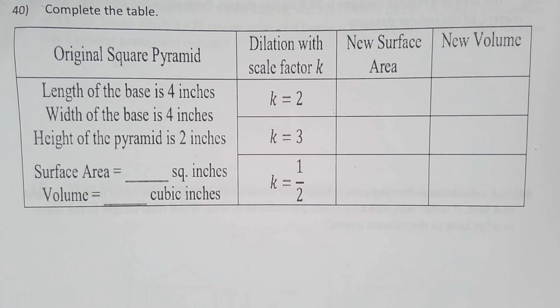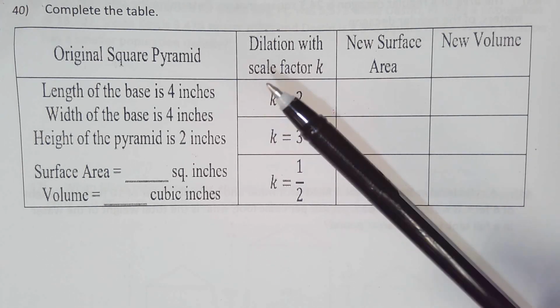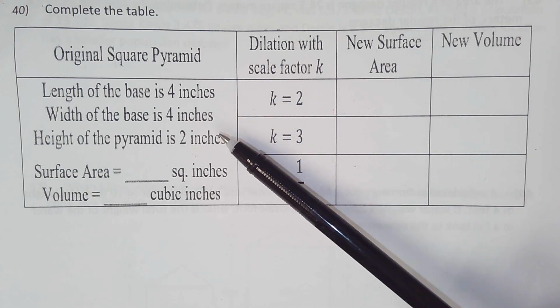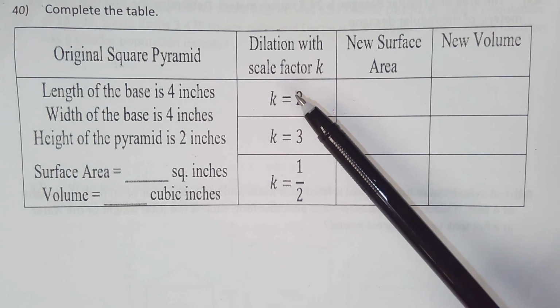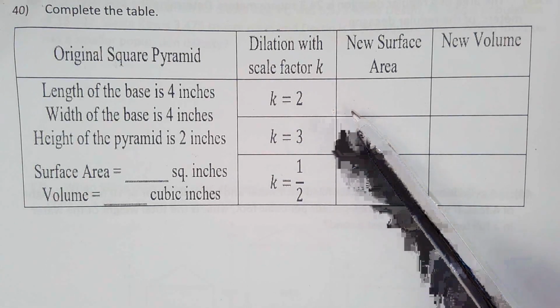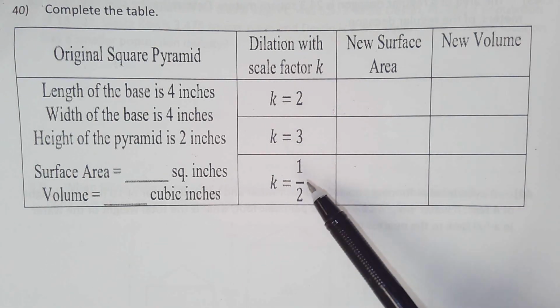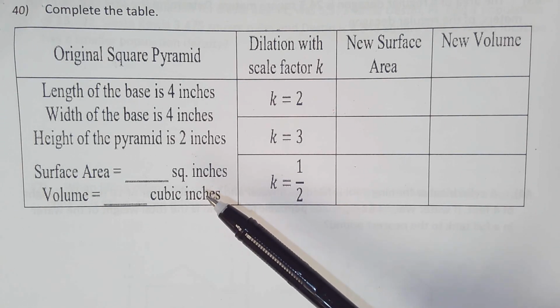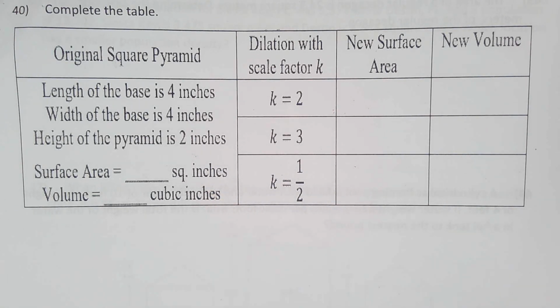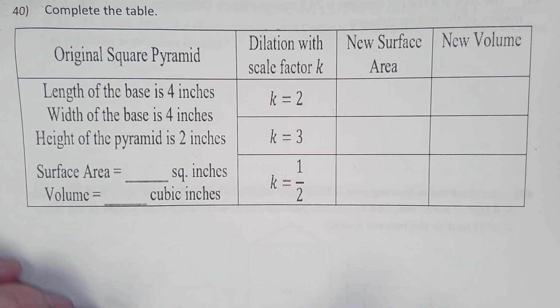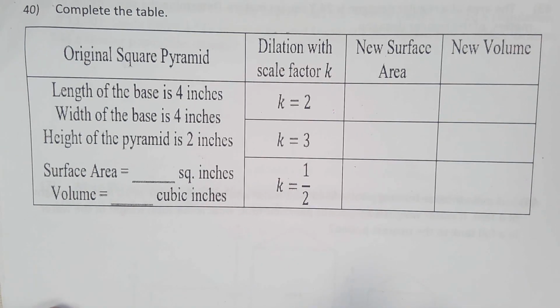Alright, so here's some more EOC review, starting at number 40 and going until I'm out of time. Alright, so we have a pyramid with these dimensions. We're going to apply some scale factors to this pyramid, and they want to know the new surface area and volume. This takes a little bit of work, although at face value it doesn't seem to be too ridiculous. But let's go ahead and get to it.